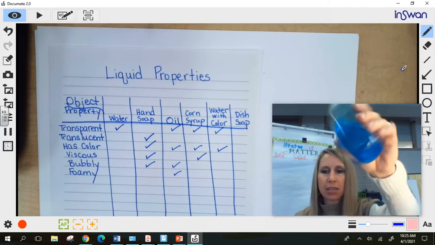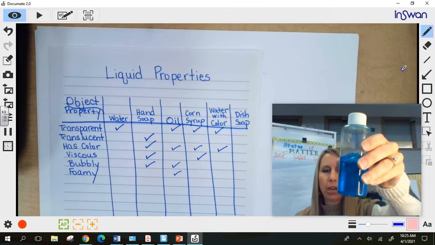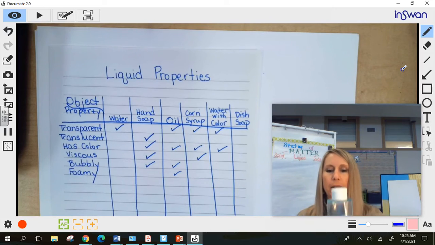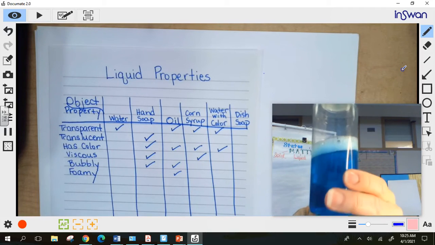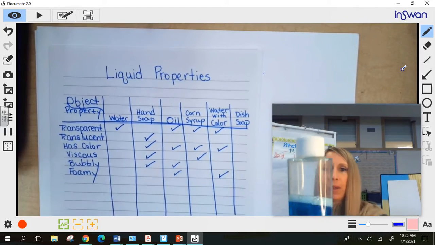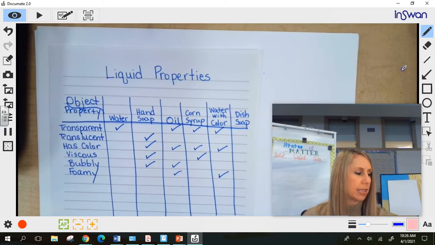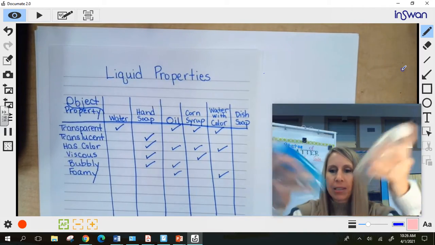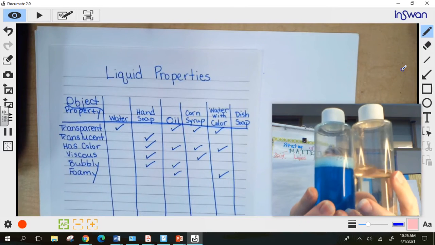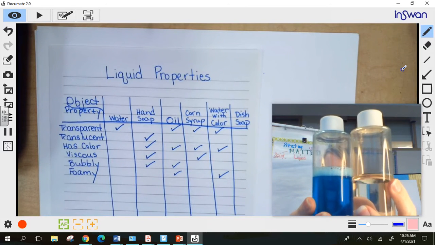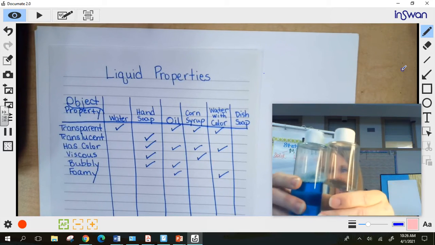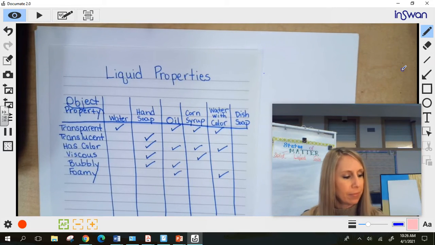It doesn't have viscosity because it's water. It's flowing quickly. Let's see about the bubbles and the foam. Look at that one. Now that one foams up on top. So I'm going to mark foamy. I want you to compare and see this compared to the water without color. So I'm going to shake them both at the same time and put them side by side. Quite a bit of difference there. So the water with color is able to foam up.